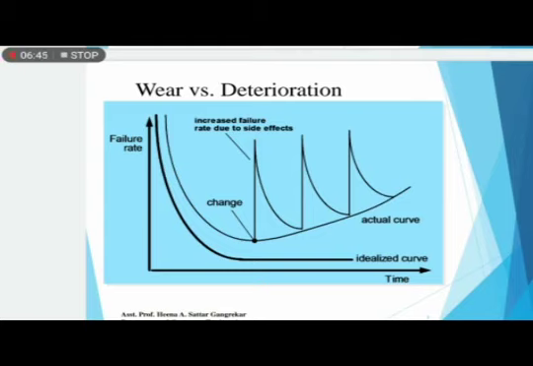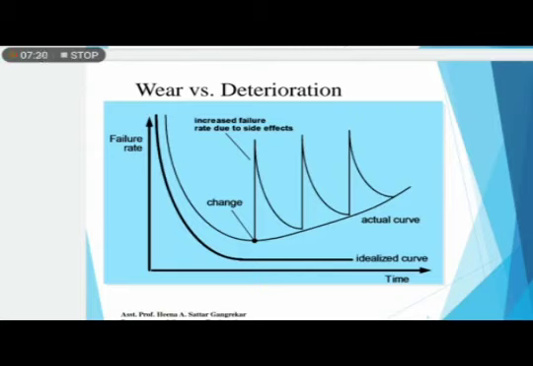It indicates that hardware exhibits relatively high failure rate early in its life. These failures are often attributable to design or manufacturing defects. Defects are then corrected and the failure rate drops to a steady state level for some period of time. As time passes, however, the failure rate rises again, and hardware components suffer from the cumulative effects of dust, vibration, abuse, temperature extremes, and many other environmental maladies. So that's why hardware begins to wear out.